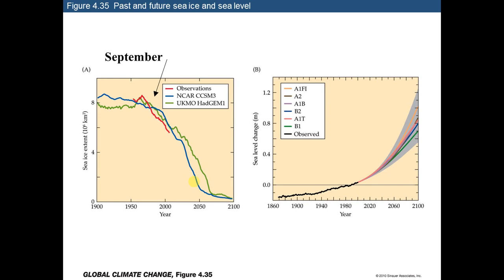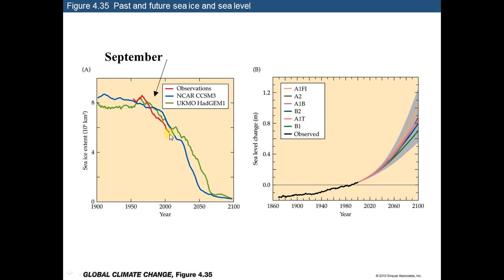And one thing to note is that the observations show September Arctic sea ice extent declining faster than was being projected by the climate models. Okay? So by the time we were getting into the early 2000s, you see here, sea ice extent dropping down to below 6, near 5 million square kilometers. And this data ends several years ago. This was before the 2012 record low minimum.